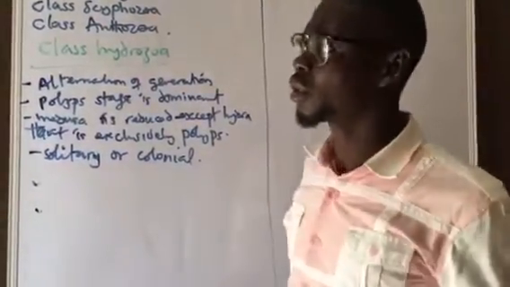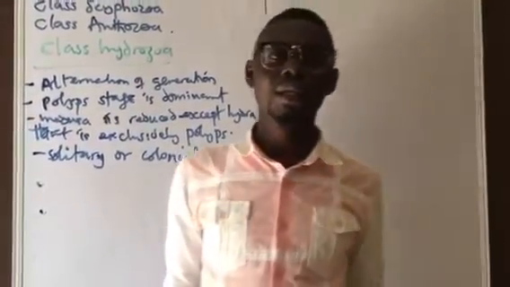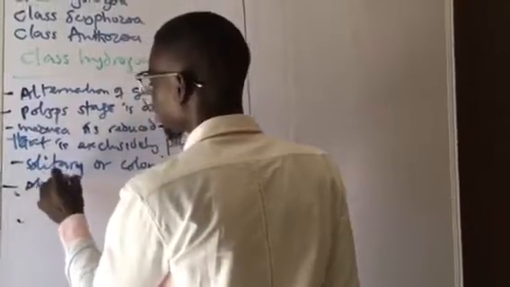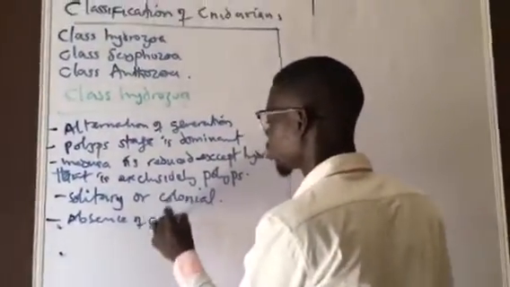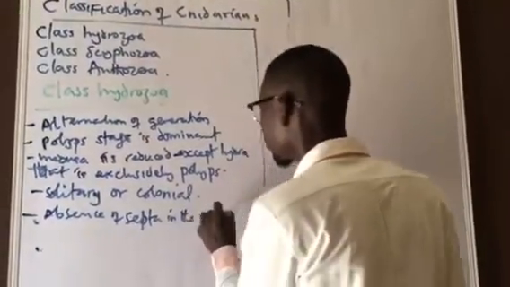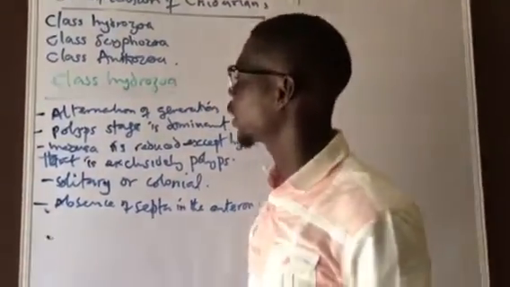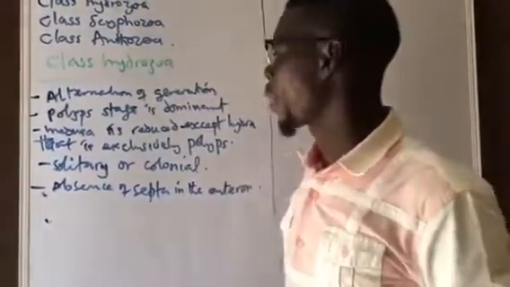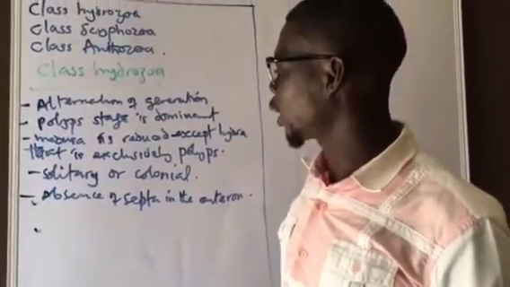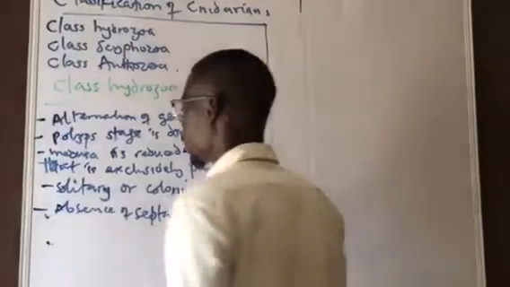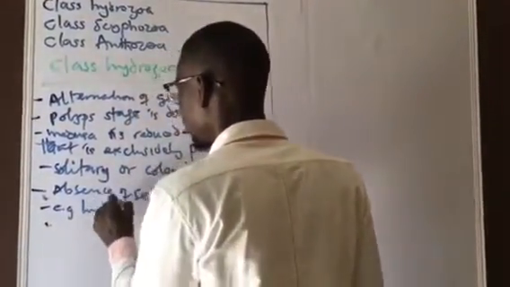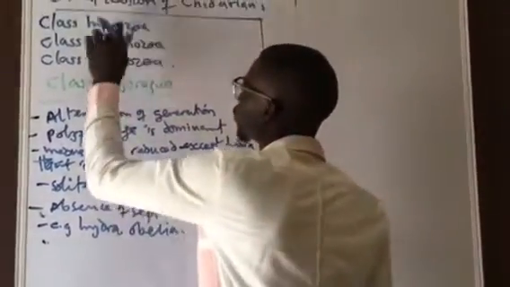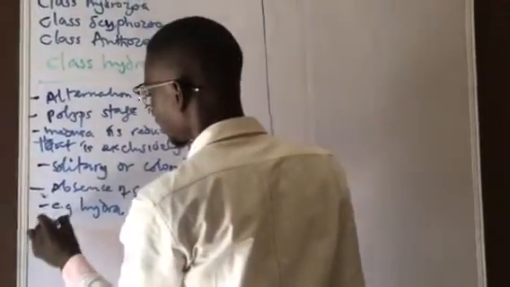And their enteron does not have septa. Absence of septa in the enteron is another characteristic of the hydrozoa. Examples of the hydrozoa are the hydra and the obelia. These are the hydrozoa. Then we have the class Scyphozoa.